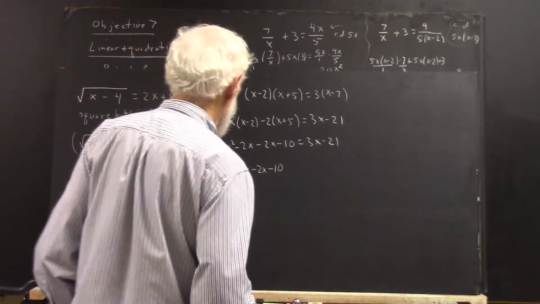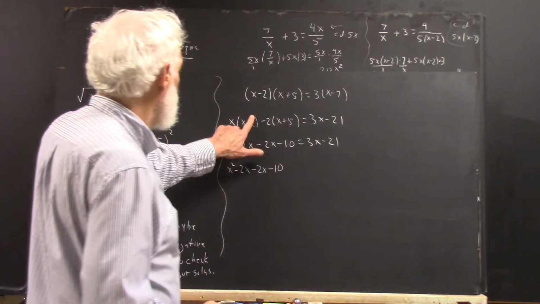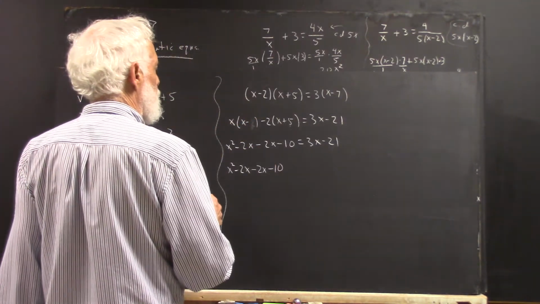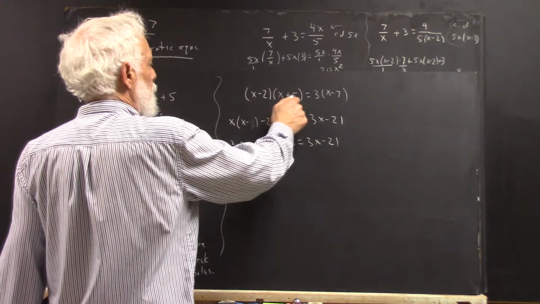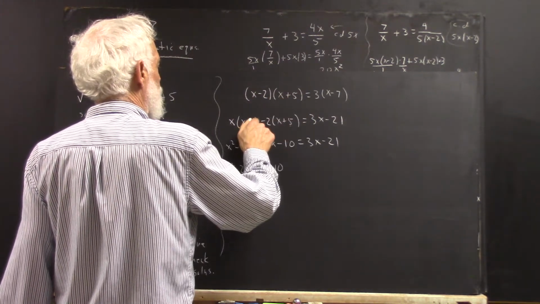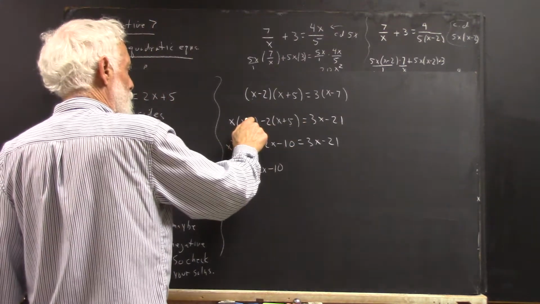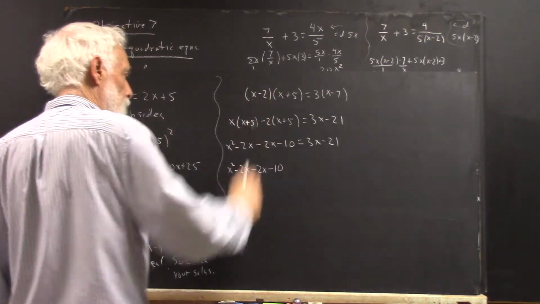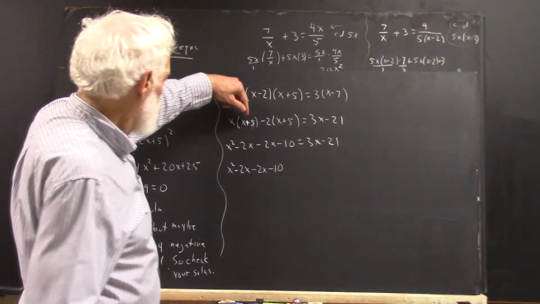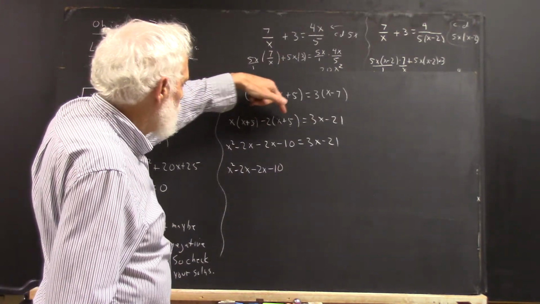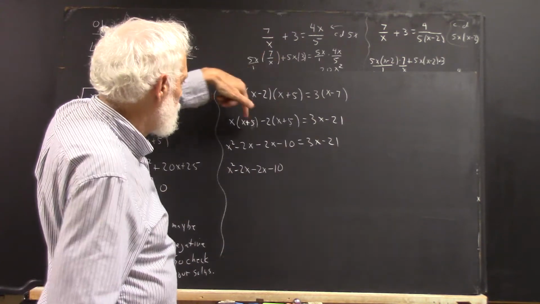And I wrote something down wrong here, so I've got to fix it. Minus 2x and minus 2x, look, it's x times x minus x plus 5, not x times x minus 2. And I apologize, sometimes my eye picks up something and my brain doesn't fire. Okay, so we have x times x plus 5 minus 2 times x plus 5.